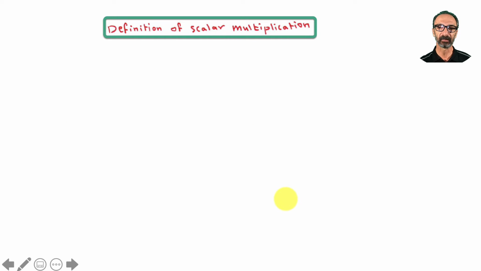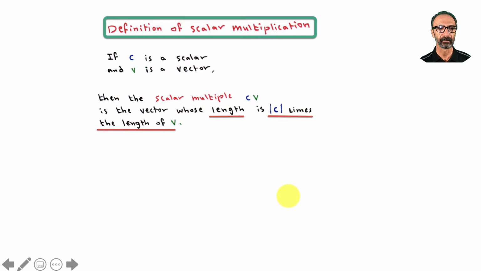Definition of a scalar multiplication. If C is a scalar, a constant, and V is a vector, then the scalar multiple C times V is the vector whose length is the absolute value of C times the length of V, and whose direction is the same as V. Now, if this is a little bit confusing, don't worry too much. I'll show you some graphs to show you what I mean by this. Just keep this in mind: whose length is the absolute value of C, that constant, times the length of V.